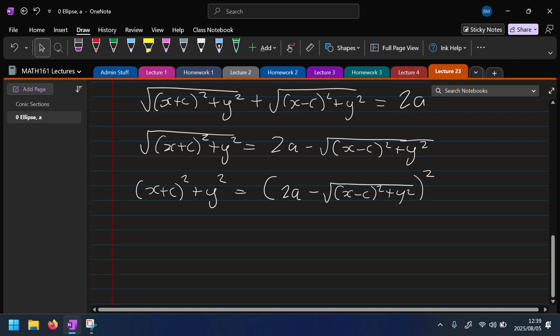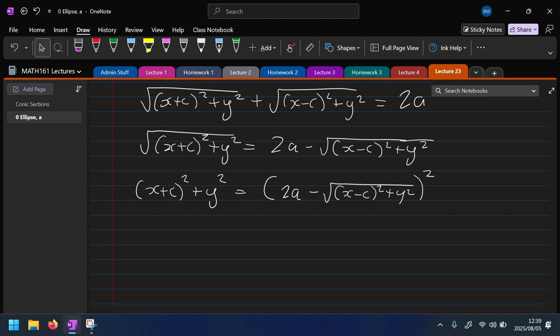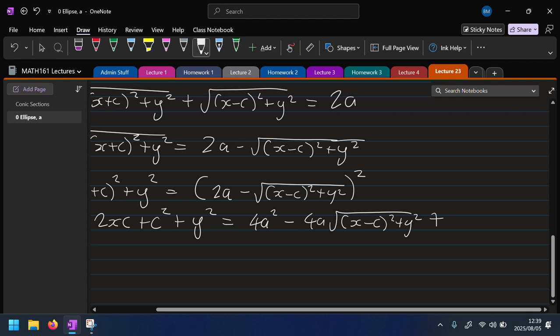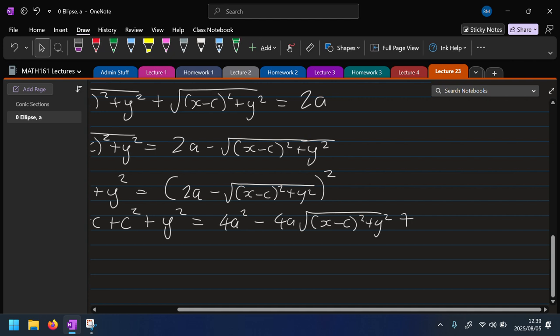Let's expand out a bit. So (x plus c) squared, that will be x squared plus 2xc plus c squared plus y squared. And then on the other side, let's expand that. So we're going to have (2a) squared, so that's 4a squared altogether, minus 4a times this root, plus the root squared, but that's just the stuff inside.